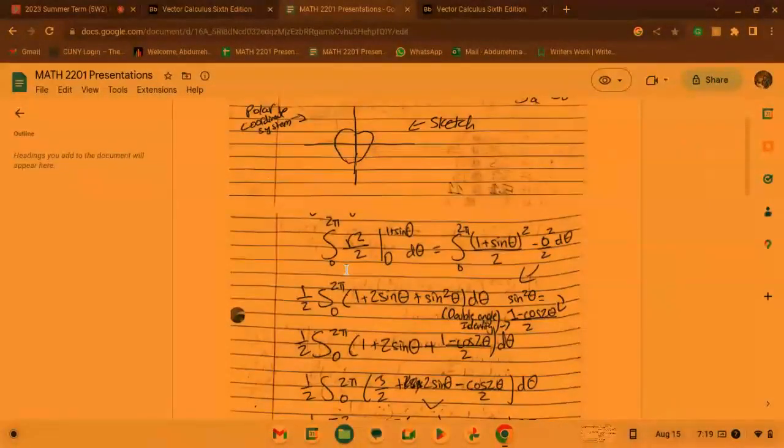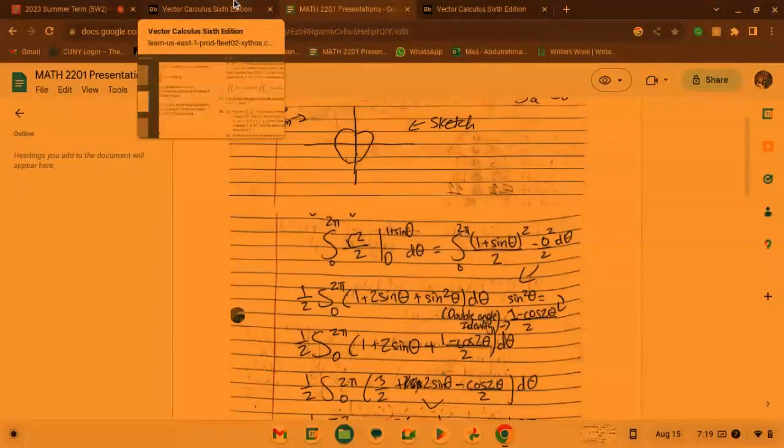That goes for the outer integral, so 0 to 2 pi. And for the inner integral, we already know that the curve itself is 1 plus sine theta. So we range it from 0 to 1 plus sine of theta. That's for the inner integral. So that's how we set up the double integral using the knowledge we've been given.